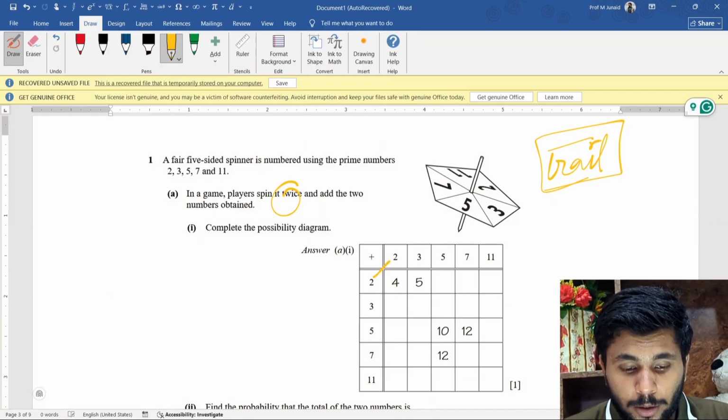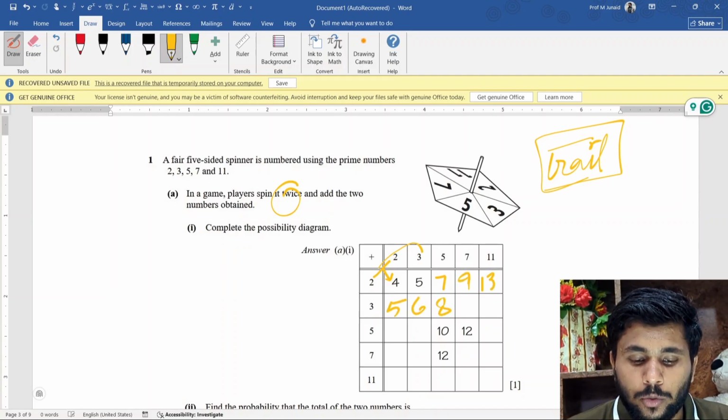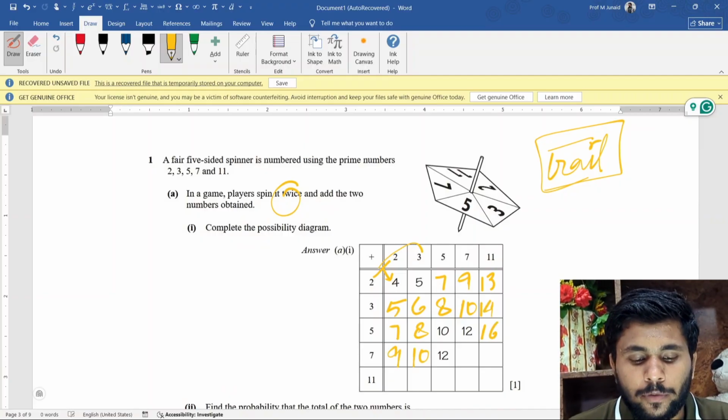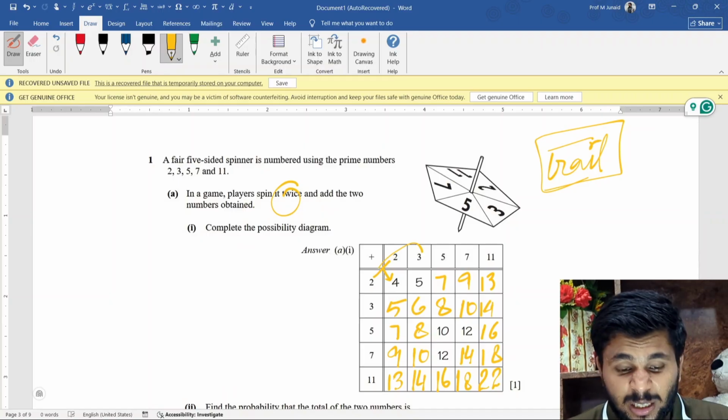2 plus 2 equals 4, 2 plus 3 equals 5, 2 plus 5 equals 7, 2 plus 7 equals 9, 2 plus 11 equals 13, and 3 plus 2 equals 5, 3 plus 3 equals 6, 3 plus 5 equals 8, 3 plus 7 equals 10, 3 plus 11 equals 14, and 5 plus 2 equals 7, 5 plus 3 equals 8, 5 plus 5 equals 10, 5 plus 7 equals 12, 5 plus 11 equals 16, 7 plus 2 equals 9, 7 plus 3 equals 10, 7 plus 5 equals 12, 7 plus 7 equals 14, 7 plus 11 equals 18, and lastly 11 plus 2 equals 13, 11 plus 3 equals 14, 11 plus 5 equals 16, 11 plus 7 equals 18, and 11 plus 11 equals 22. So how many possible outcomes are there?